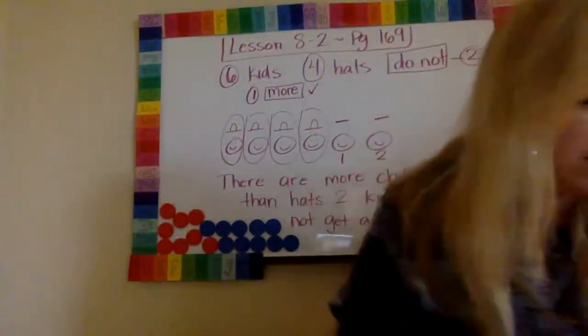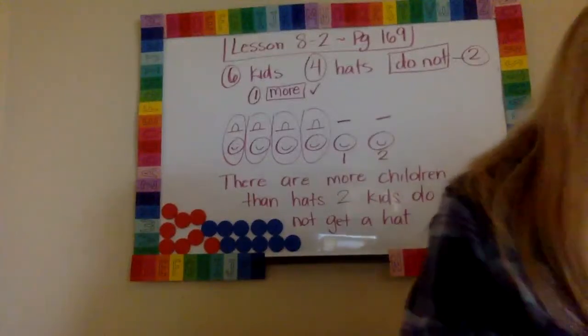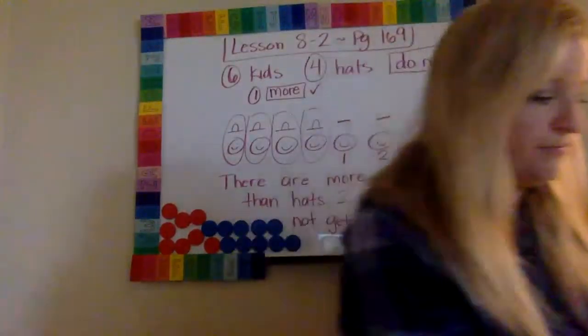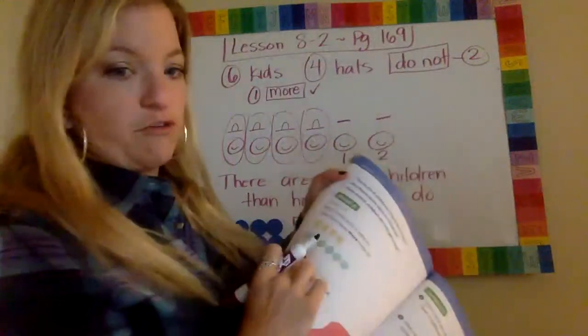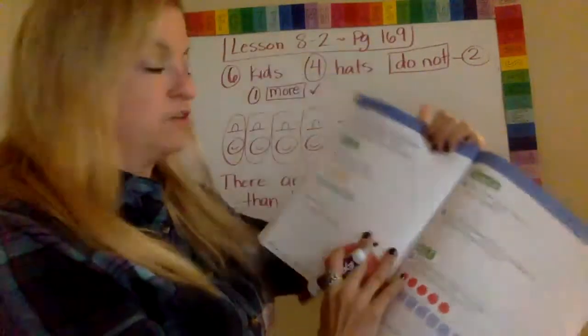I'm gonna turn the page. I'm now on page 170. It says there are 6 children. This just models what we did. So it says model it. It's going over what we did, but it's showing you how they would have solved it.